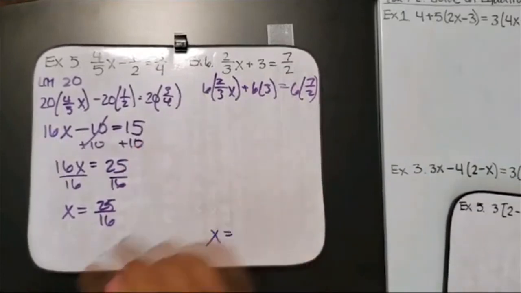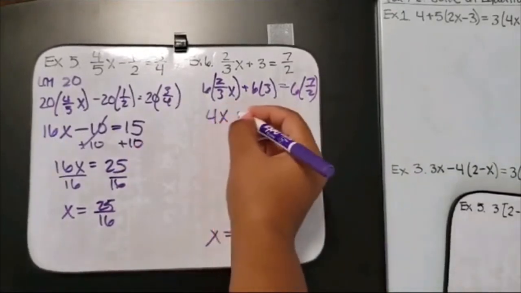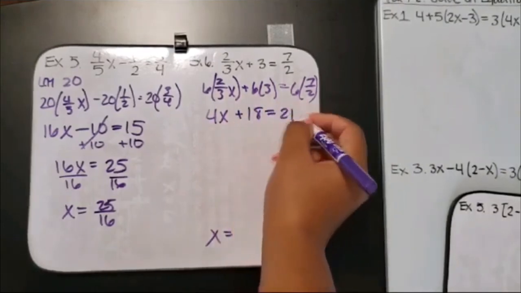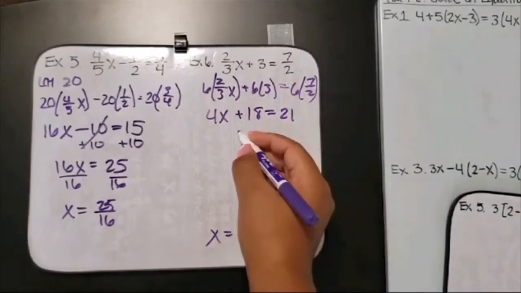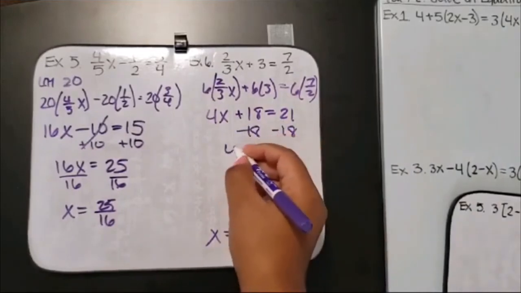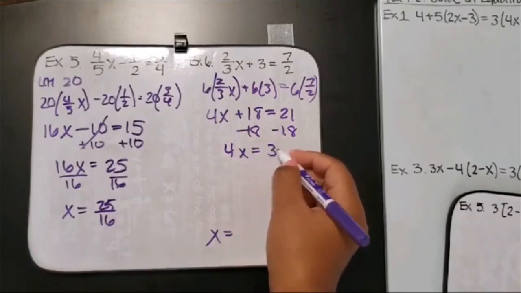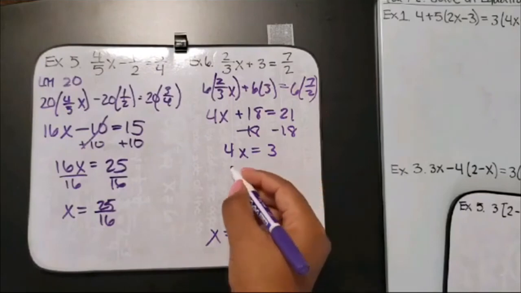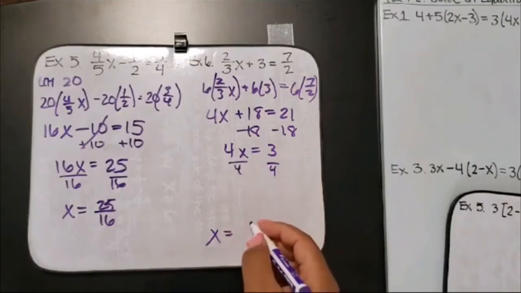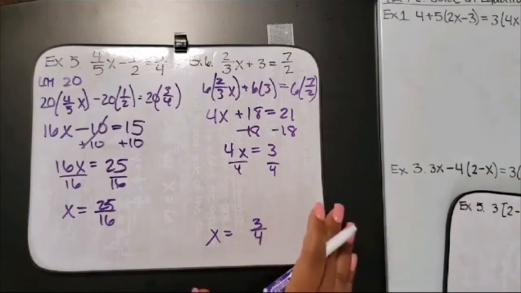Then after multiplying and simplifying this, you should have 4x plus 18 equals 21. From here, of course, we subtract 18 on both sides. We're left with 4x equals 3. Then we divide by 4 on both sides, and x should be 3 over 4.